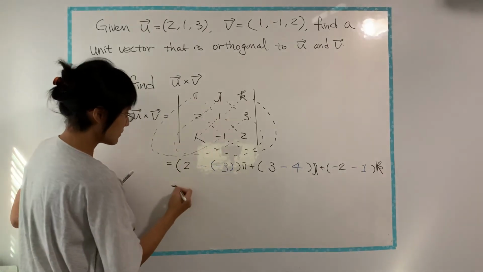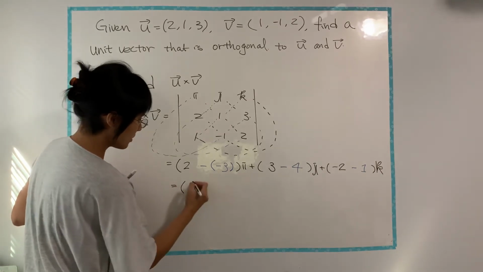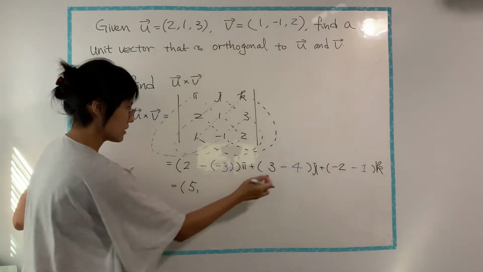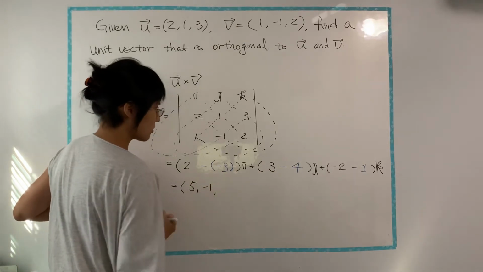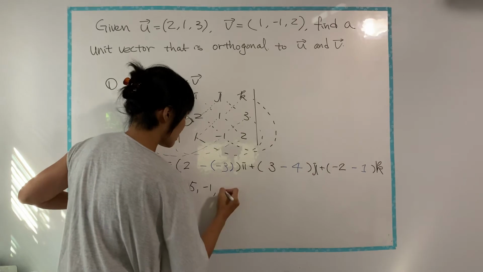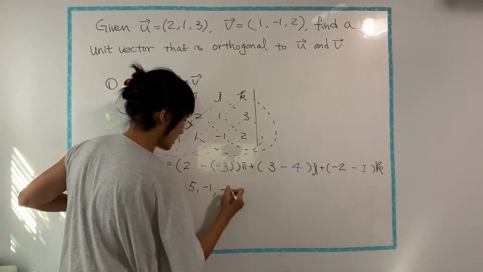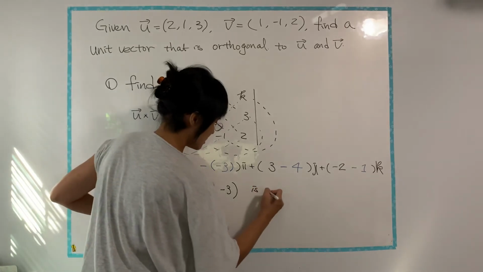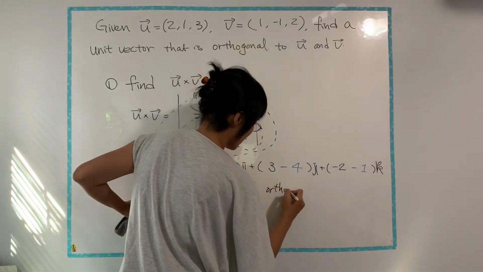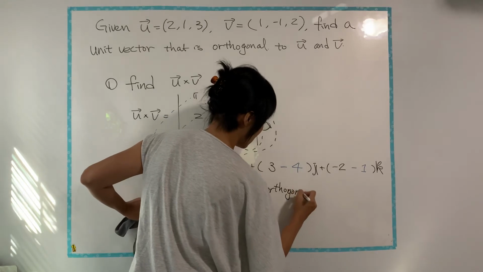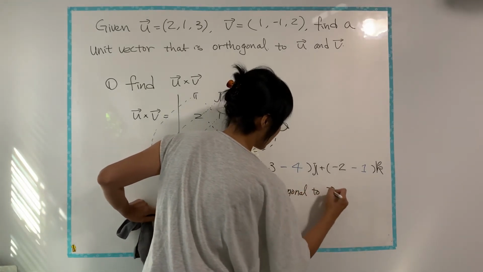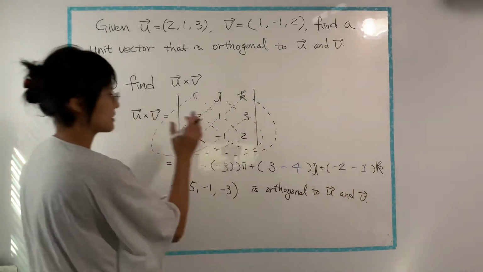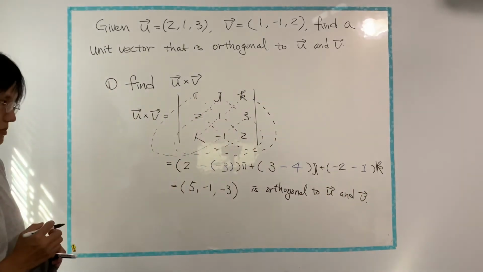So what I have is, in the i component, 2 minus negative 3, that's 5. 3 minus 4, that's negative 1. Minus 2 minus 1, that's minus 3. This is a vector that is orthogonal to both U and V. Why? Because that's the geometric property of the cross product.